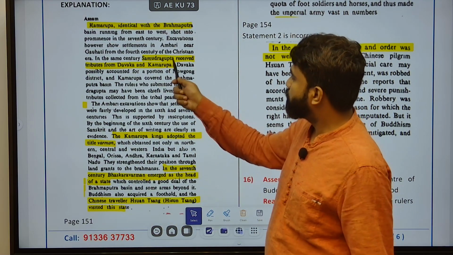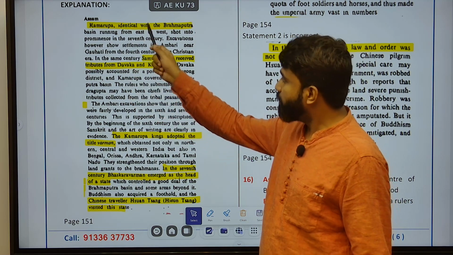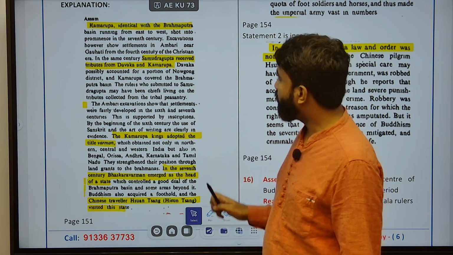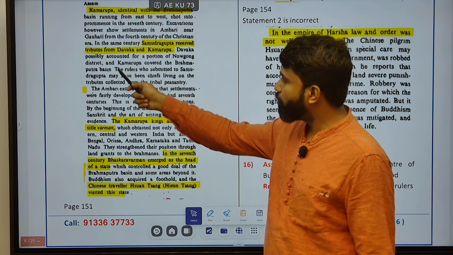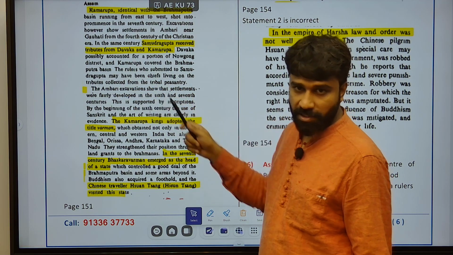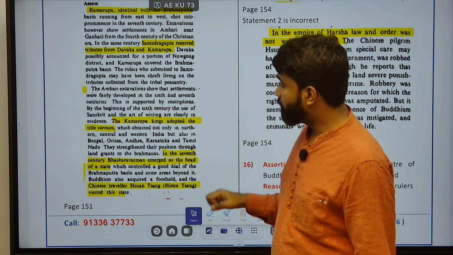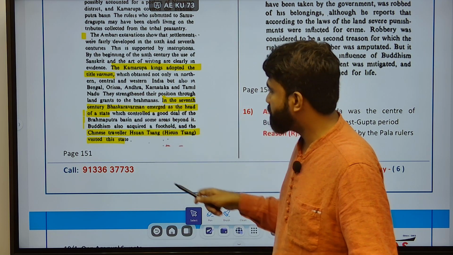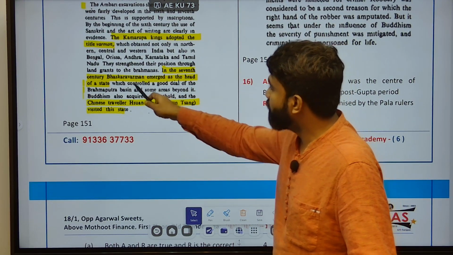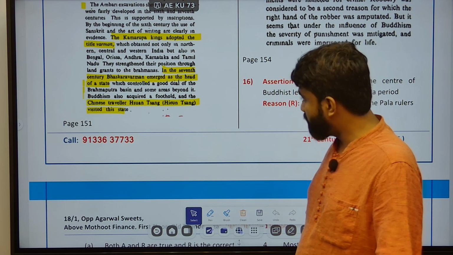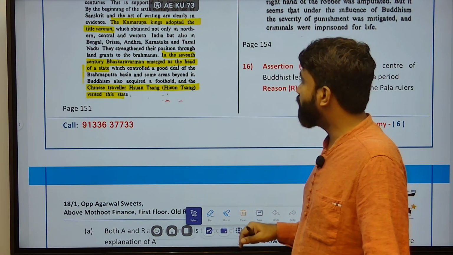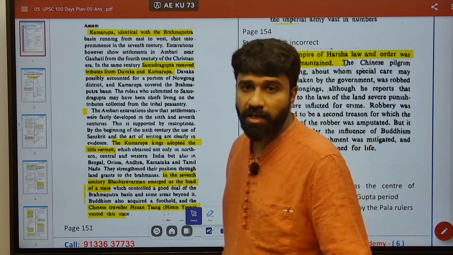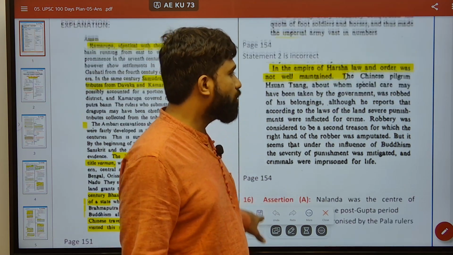Here, coming to Samudragupta, who received tributes from Samantas or feudatories from Davaka and Kamarupa. Okay. Davaka was possibly a portion of Nowgong district and Kamarupa covered the Brahmaputra basin. They were the feudatories of Samudragupta, and they gifted many things to this king, and the Kamarupa kings adopted the title Varman as well. And next, in the 7th century Bhaskaravarman emerged as the head of that state in the Guwahati region, the Brahmaputra basin, this Kamarupa having east-west extension. And Chinese traveler Huansang visited this state as well.